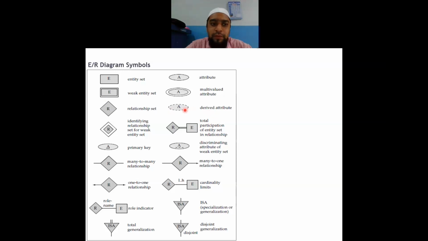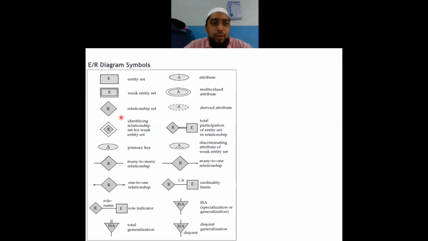There is one more category of attribute called derived attribute. These are attributes whose values are calculated. For example, age of a person. Age of a person can be calculated using date of birth, correct? So I can have one attribute called date of birth, but from this one, I'll derive the age of the person. Whenever there is a derived attribute, we'll use a dashed ellipse.